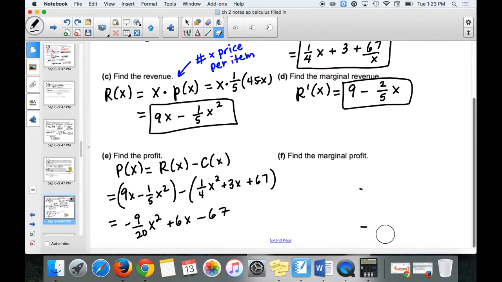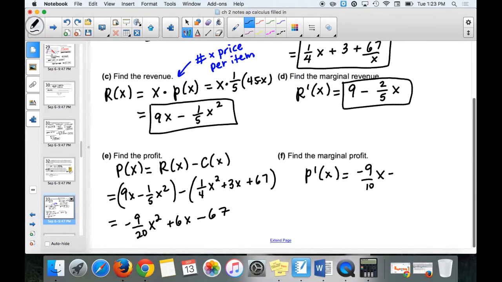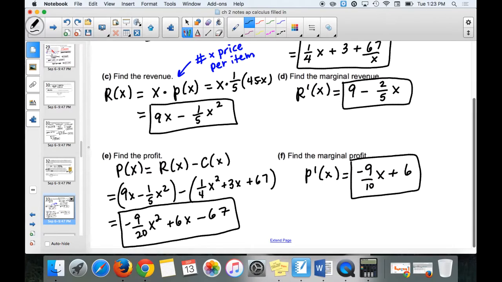All right, and the last thing is marginal profit. So the marginal profit, P prime, is going to be negative 9 over 10 X plus 6. So negative 9 over 20 times 2, right? And then X. So I took the derivative here. You got it? All right, so I could ask lots of questions. I should say, what's the marginal profit for creating 100 items? What's the marginal profit for creating 2 items, and so on. You could find all of those different things by plugging in the numbers.